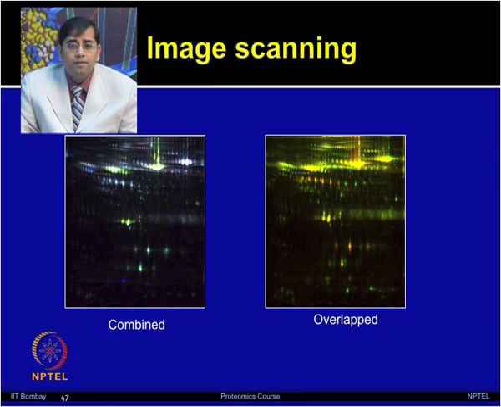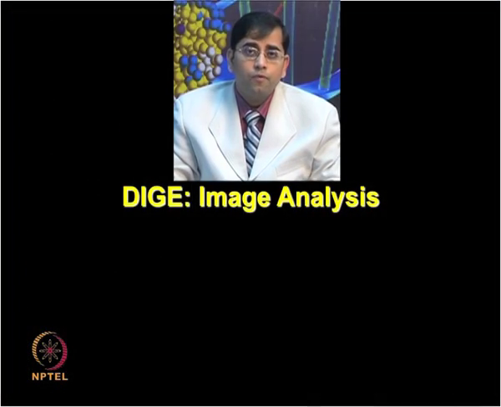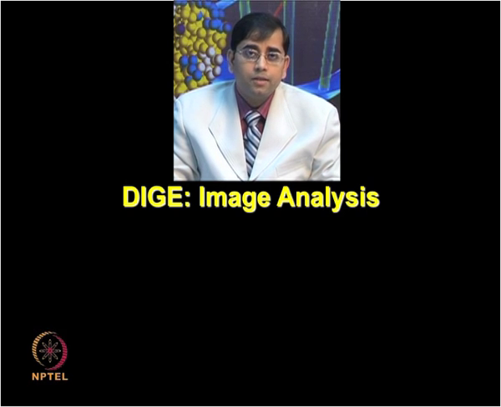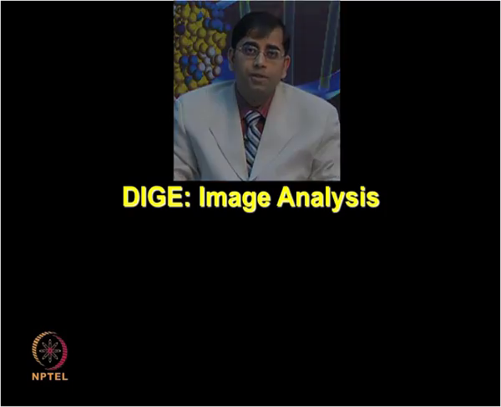The red and the green are indicative here. In the overlapped image, the red and green are indicative of over and under expression, or up regulation and down regulation, and the white or yellowish color represents that there is no change. So, DIGE image analysis, although it is a very software driven process, is much more automated as compared to 2D analysis, but it requires a lot of tools which can be used for good interpretation.